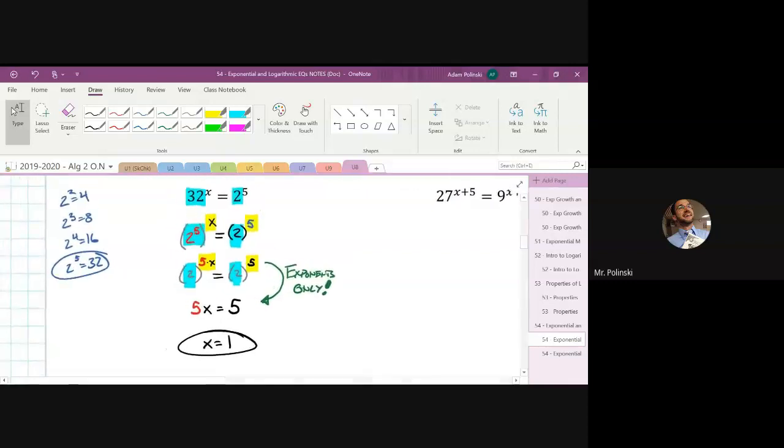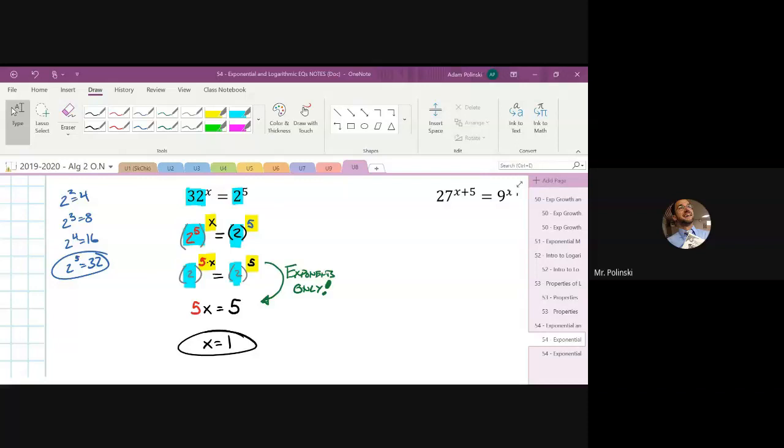We can go ahead and solve exponential equations by getting the bases to match and then solving whatever equation is left in the exponent. All right? Questions on that? No questions from the chat.